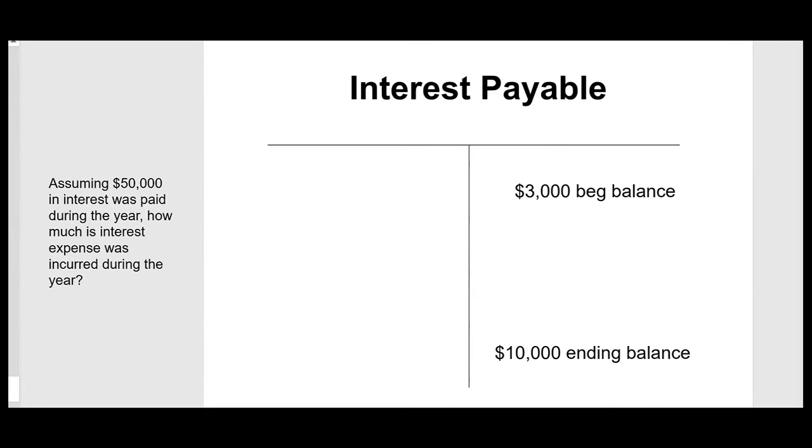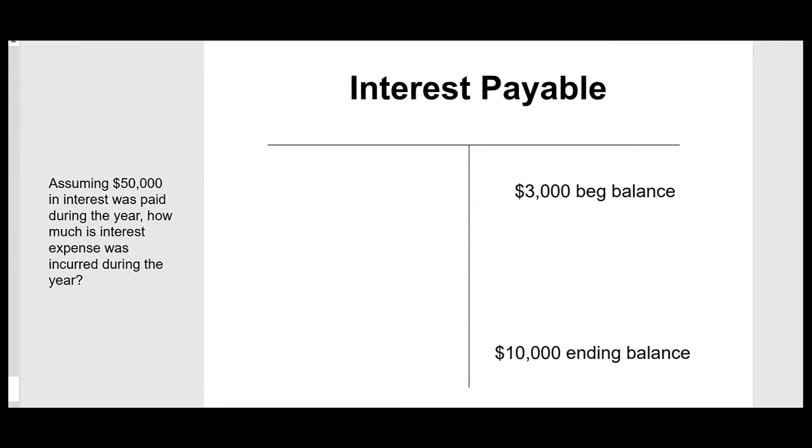paid this year. How do you know it was paid this year? Because the beginning interest payable balance should be paid within 30, 60, 90 days, right? It's a current liability, so it should be paid this year. So it's in the $50,000 of interest paid, but when was it incurred? It was incurred in the previous year, so subtract the $3,000. So subtract the $3,000, add the 10, and how much interest expense incurred for the year?